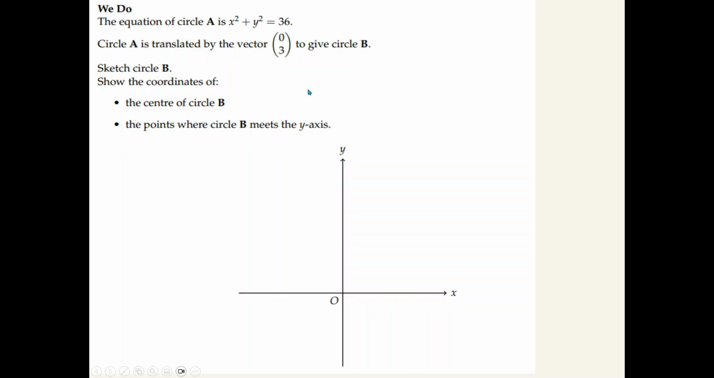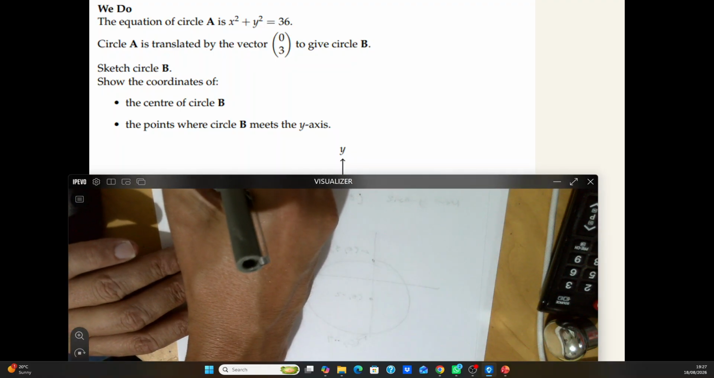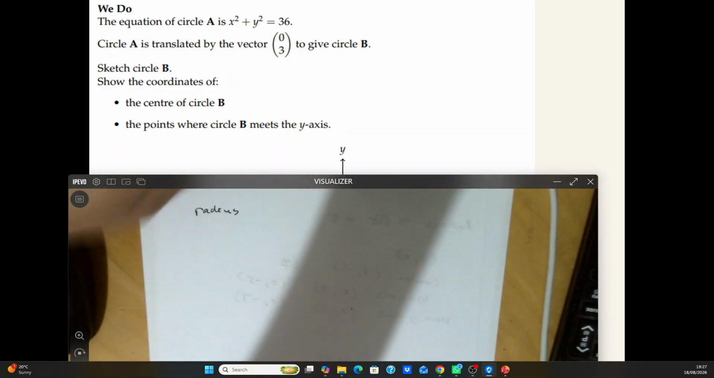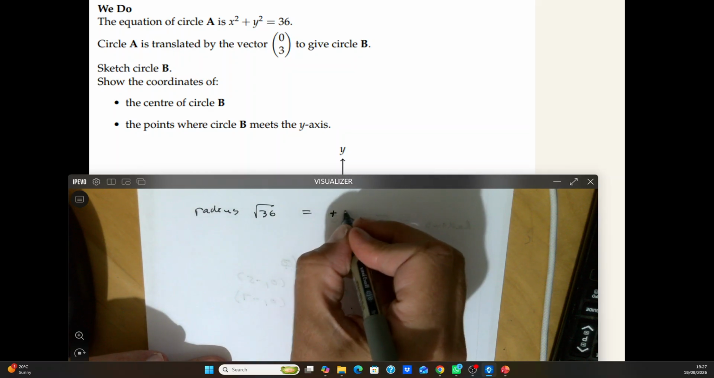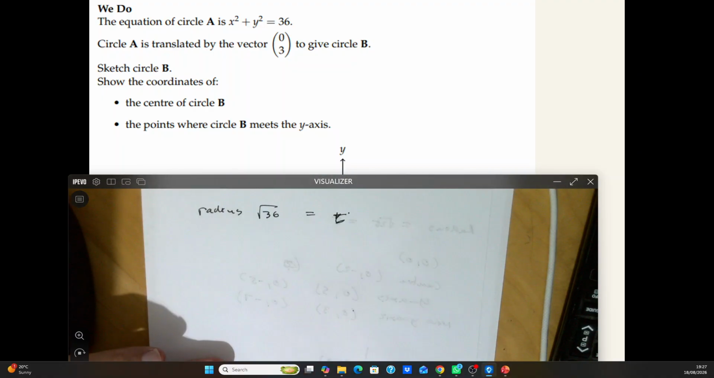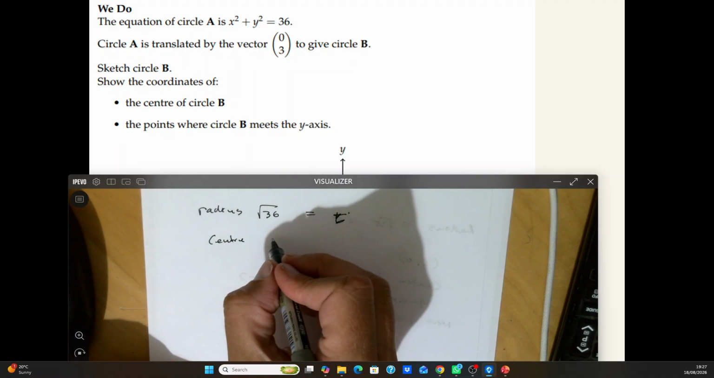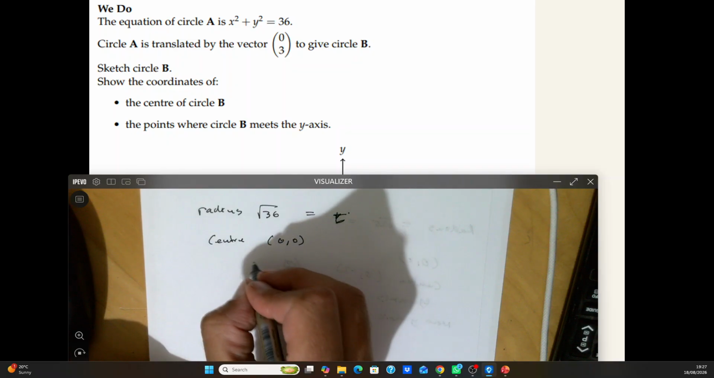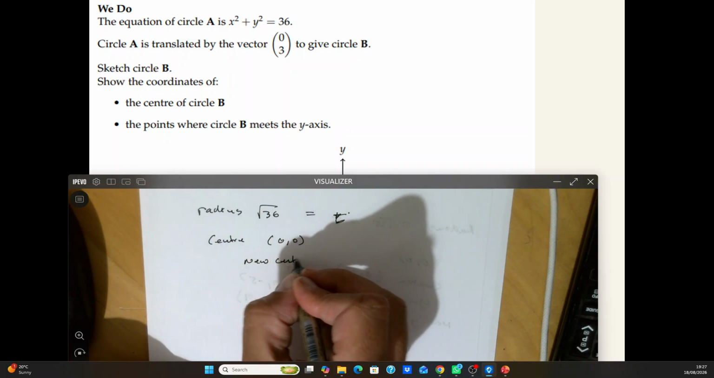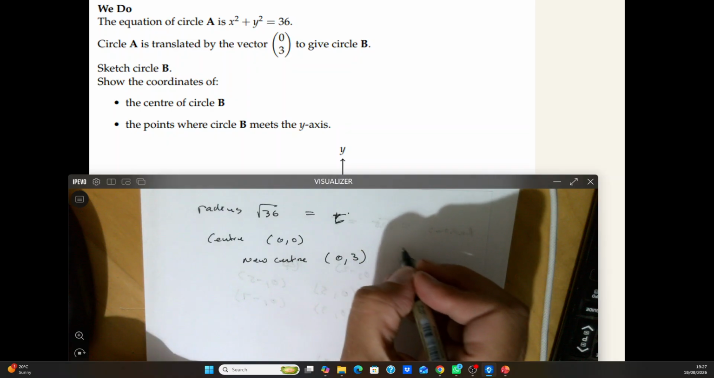So, first of all, what did I write down? I wrote down the radius of the circle. How do you find the radius of the circle? Radius, square root of 36, which equals 6. Right, so the centre, again, is at 0, 0. So it has moved 3 up. So the new centre is at 0, 3.